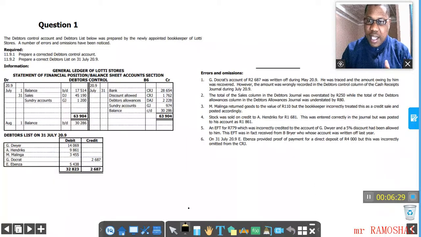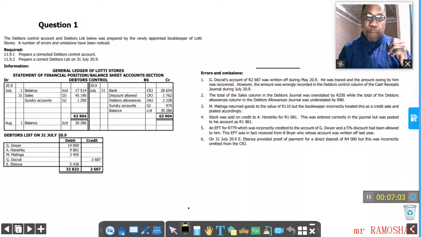I want us to work with the errors and omissions line by line from 1 up to 6. Right, number 1, we start with the first one. It says G doctorate account of 2,687 was written off during May 2001. He was traced and the amount owing by him was recovered. However, the amount was wrongly recorded in the debtors control column of the cash receipt journal during 2019.